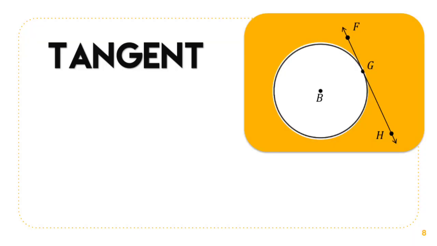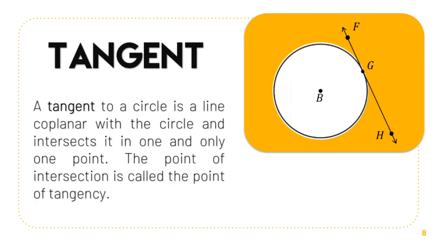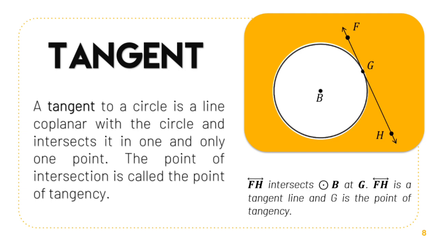Case 2 of figure 6.1 illustrates a tangent line. A tangent to a circle is a line coplanar with a circle and intersects it in one and only one point. The point of intersection is called the point of tangency. In the figure, line FH intersects circle B at point G. Line FH is a tangent line and G is the point of tangency.